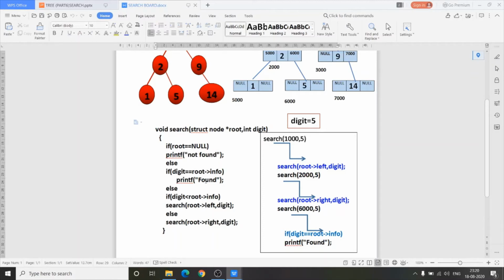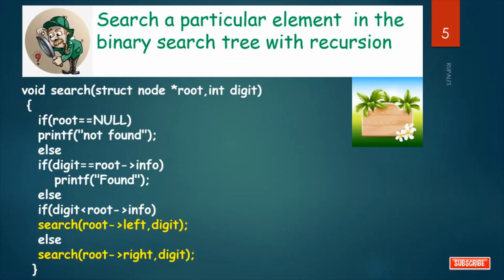So in this way you can search for a particular element to find whether that element is present in a binary search tree or not. So see the code. The function name is search. Struct node star root means I am passing the address of the root node and the digit which I want to search.